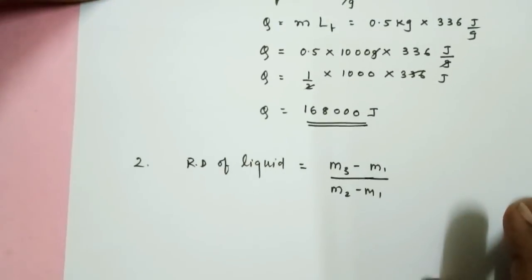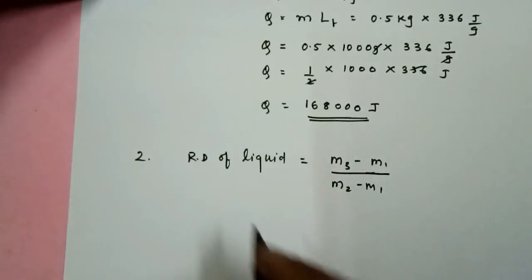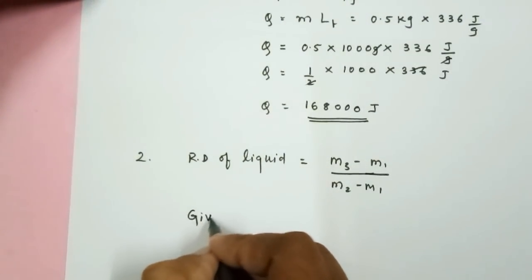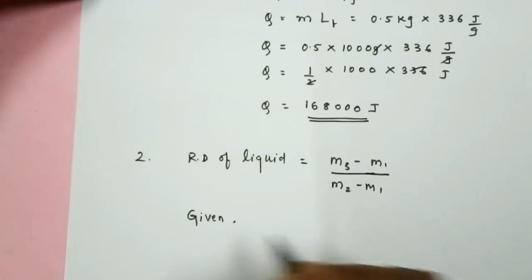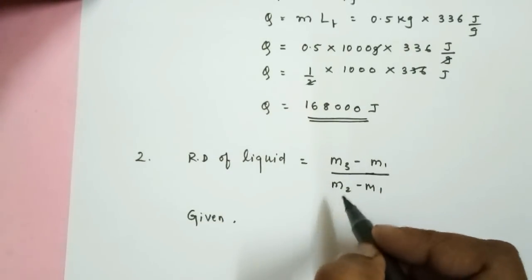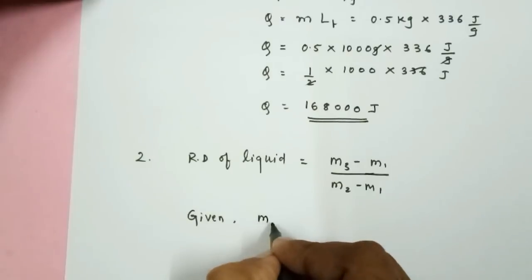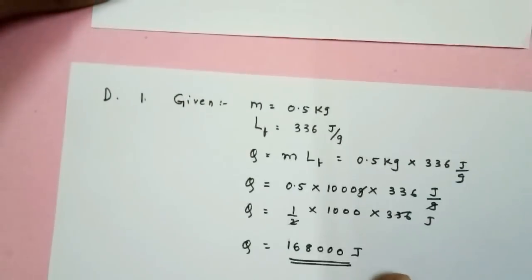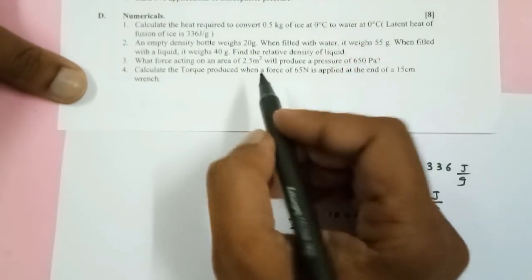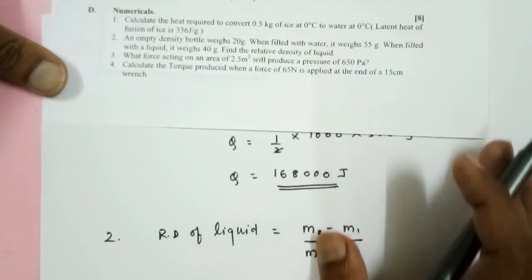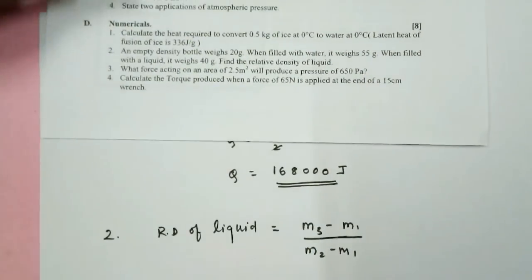this is the formula. Now I will also write down what is given to me. First of all, you must know what is M1, M2, M3. So M1 is the mass of the empty bottle, and that is given to us as 20 grams. So M1 is 20 gram.